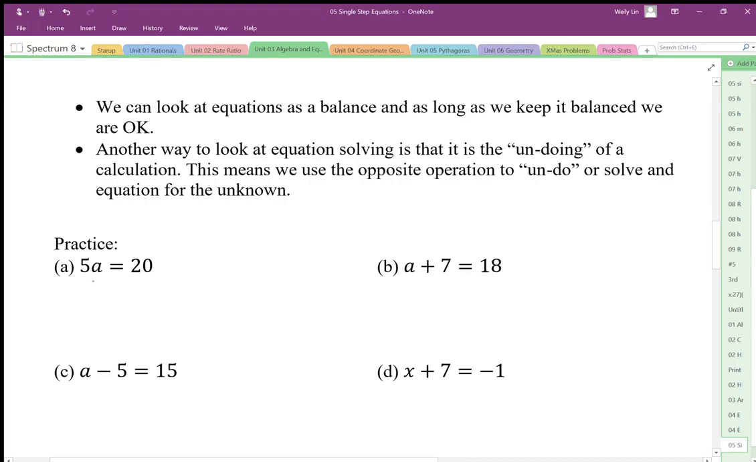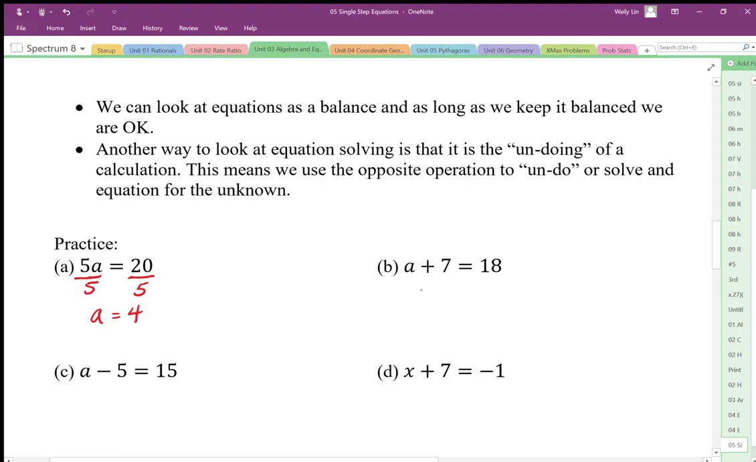So here I have a times by 5. So I want to undo it with a divide by 5. And I want to make sure I balance the equation. Okay, so I do the same on the other side. On the left-hand side, I get a. On the right-hand side, I get 4. So 5 times 4 equals 20.